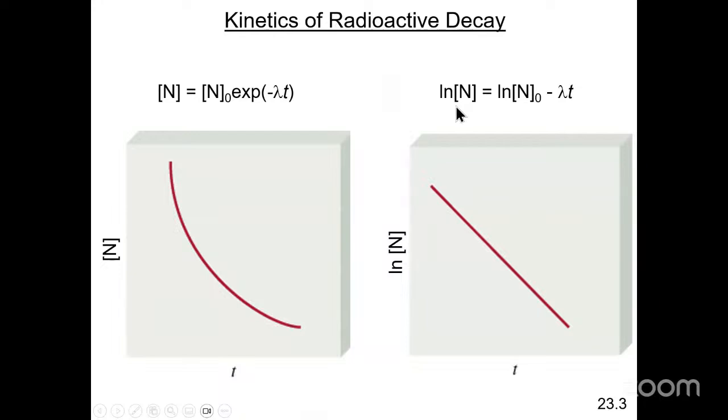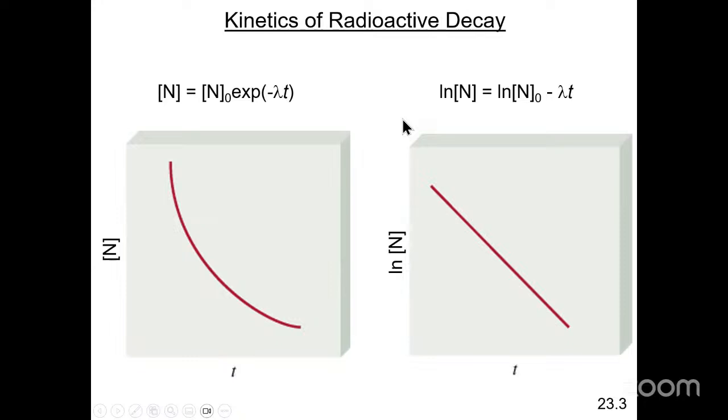And then if you plot ln N versus t, you're going to get a straight line graph with a negative slope, and that slope would be equal to minus lambda, right? And the intercept on the y-axis would be equal to ln of the initial number of nuclei, all right?